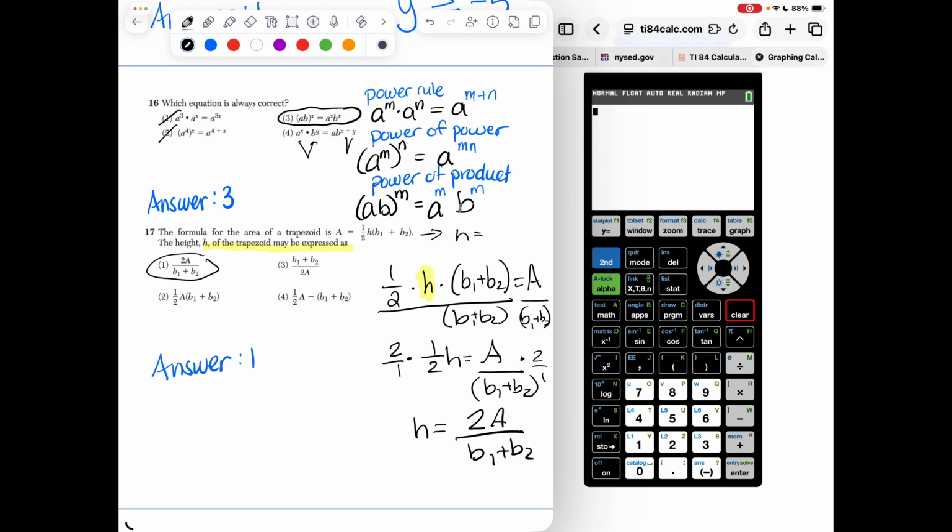And that is it here. So I am going to let you know that when we have this 1/2h, your two pathways are either to do 1/2 divided by 1/2 on both sides, or you can multiply by the reciprocal. You get to decide which one makes more sense. I personally like this one more.